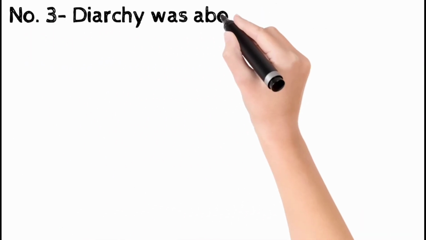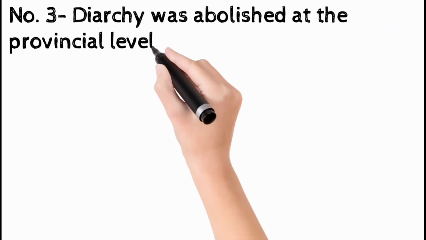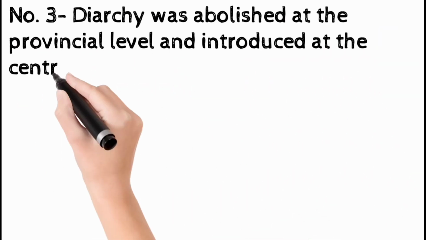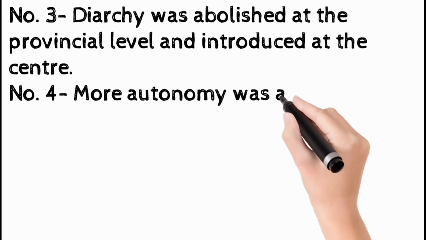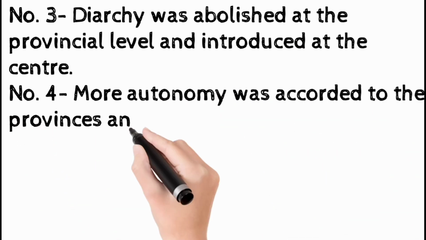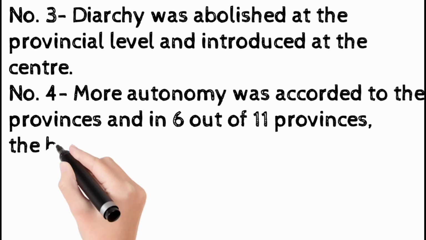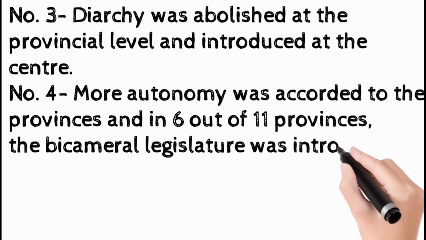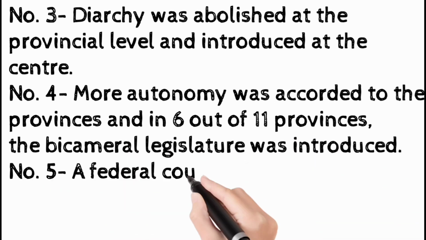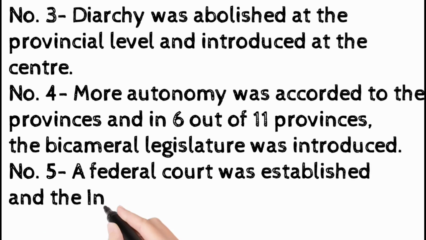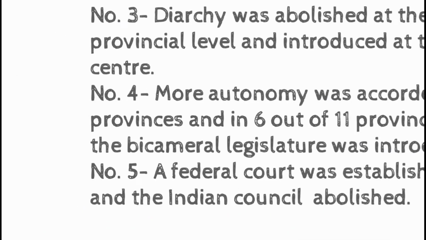Number 3. Diarchy was abolished at the provincial level and introduced at the centre. Number 4. More autonomy was accorded to the provinces, and in 6 out of 11 provinces the bicameral legislature was introduced. Number 5. A federal court was established and the Indian Council abolished.